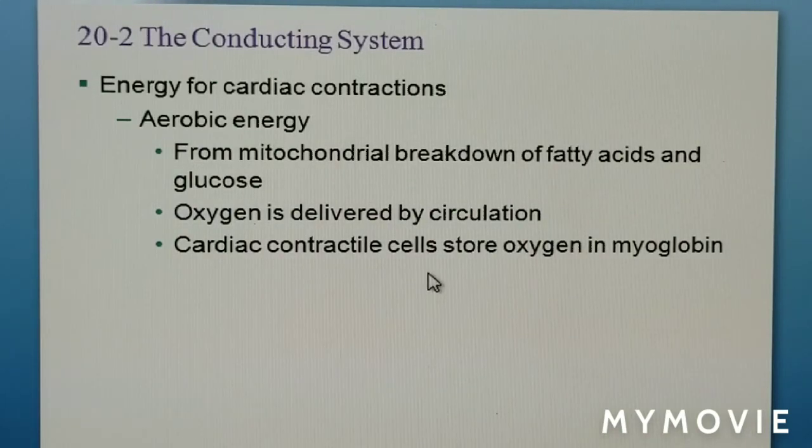Energy of the cardiac contractions. Aerobic energy from the mitochondrial breakdown of fatty acids and glucose. Oxygen is delivered by circulation. Cardiac contractile cells store oxygen in myoglobin.